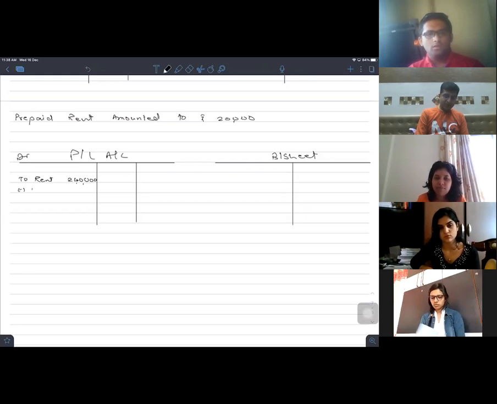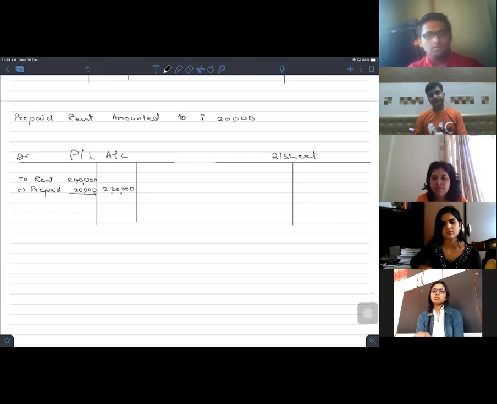Subtract therefrom prepaid rent rupees 20,000. And the outer amount column of P&L account will show what? 2,20,000. Did you understand this?